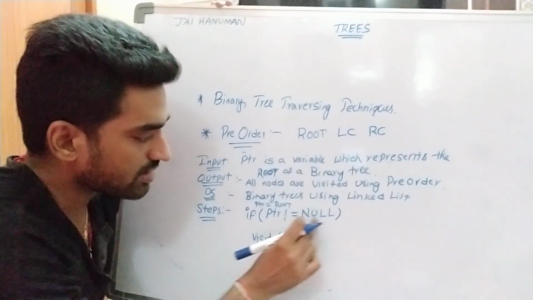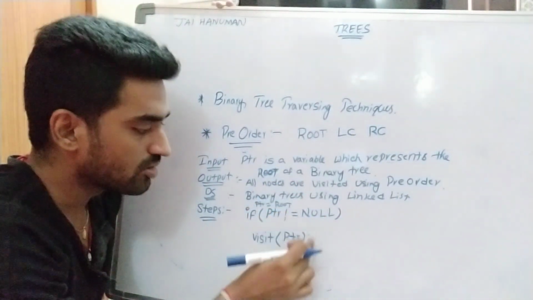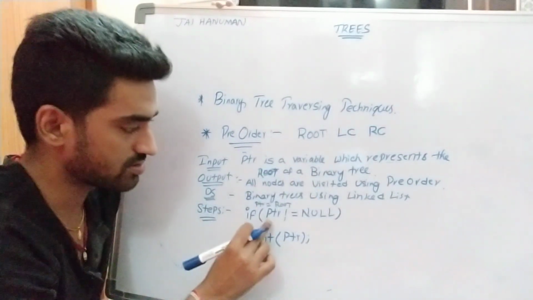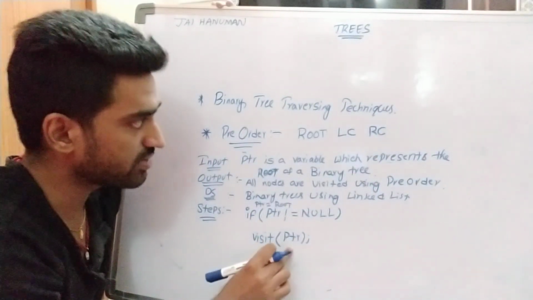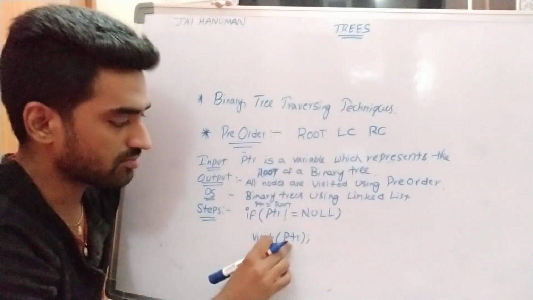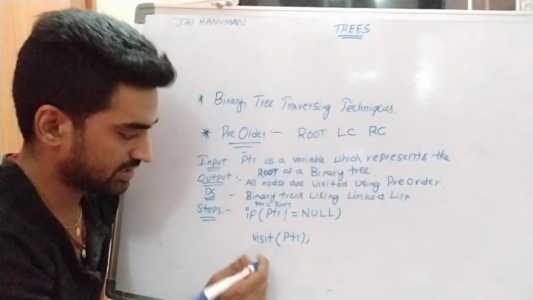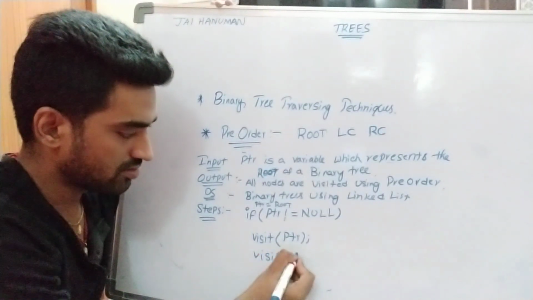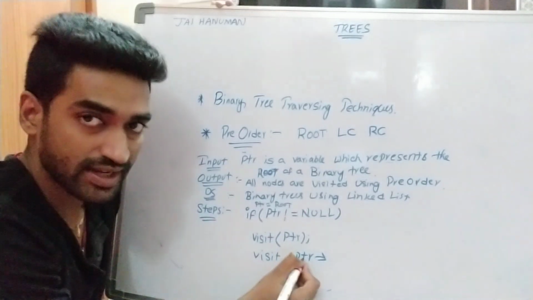So if pointer not equal to null, so root is not empty. So root is not empty, we can perform the visit operation. If root is empty, we are not performing the visiting operation. So that's why if pointer not equal to null, which means root not equal to null, visit the root first. So visit pointer. So pointer shows the root.